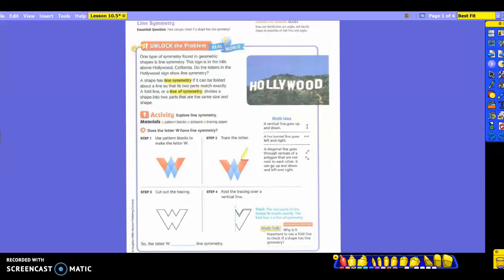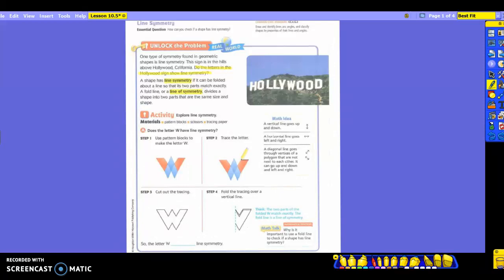So as your question was here, do the letters in the Hollywood sign show line symmetry? And you can see some of them that you may think can, some that you may think do not. So we're going to explore line symmetry. You have your pattern blocks out. It wants to know if the letter W has line symmetry. So you're going to use pattern blocks, just like they have, to make the letter W. Which ones are you using? Rhombuses and trapezoids. So your blue rhombuses, because there's more than one kind, and then your red trapezoids. Go ahead and make the W.